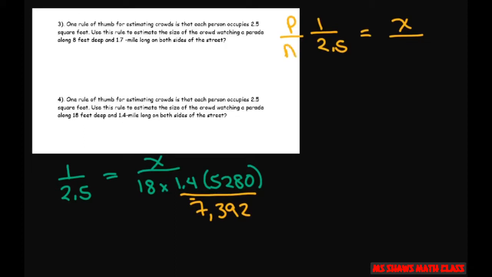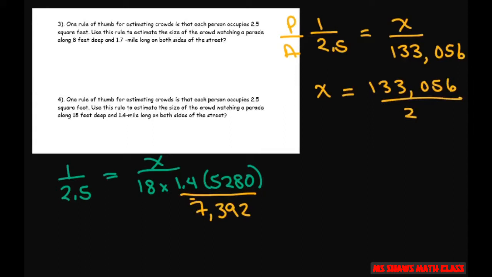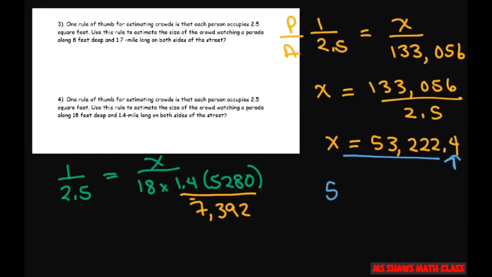So what we have is 1 is to 2.5 as x is to, and this is your people to area, 133,056. Cross multiply, so you get x equals 133,056 divided by 2.5. So I just divide my answer by 2.5, and I'm going to get x equals 53,222.4. Again, as with people, you have to round that up. So the estimate is 53,223 people.